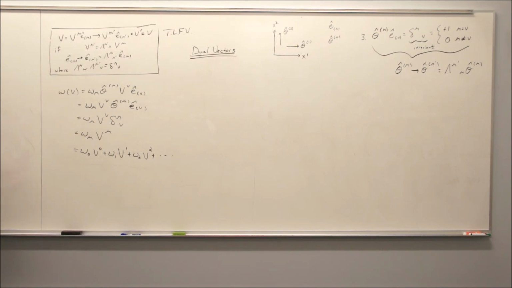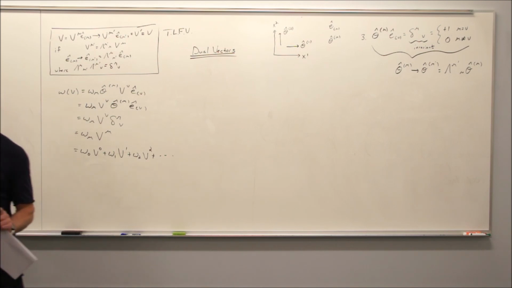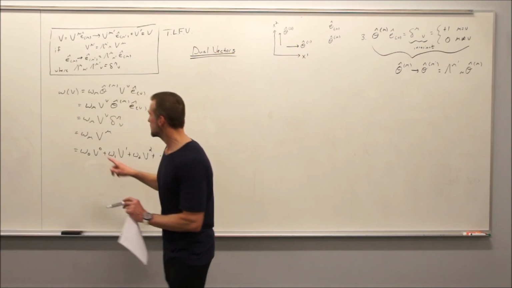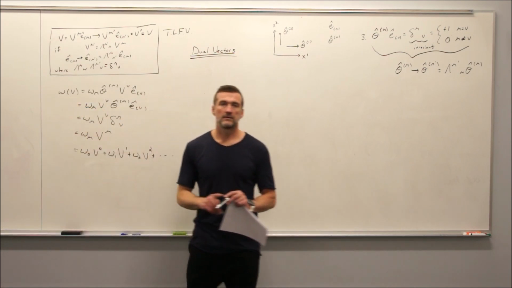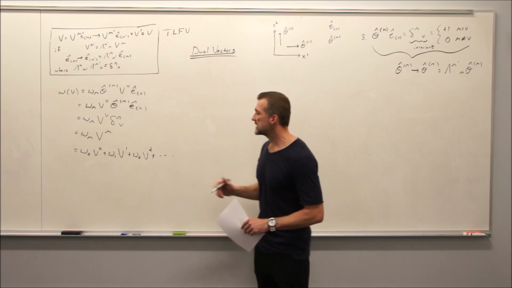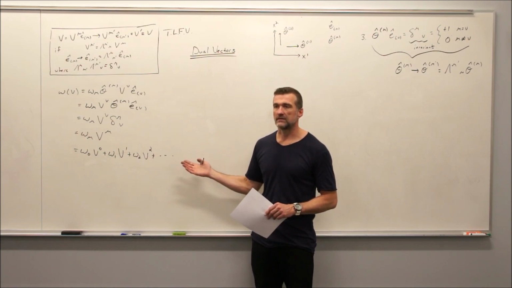Now, interesting observation. This looks kind of like a dot product, right? It looks like the dot product. But technically, it's not the dot product. The dot product is an operation combining two of what kind of objects? Vectors. Two vectors. This is the combination of a vector and a dual vector. Clearly, there has to be some connection to the dot product.